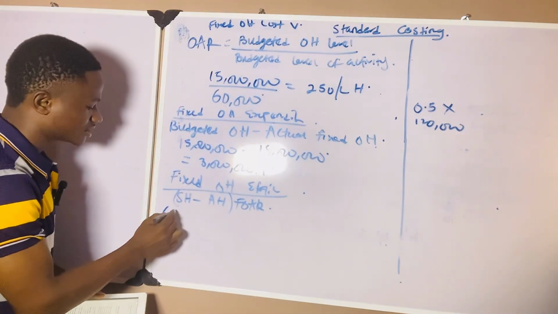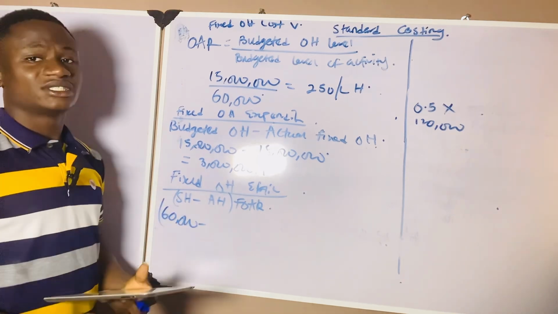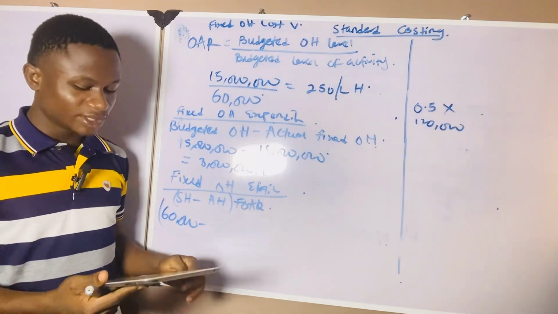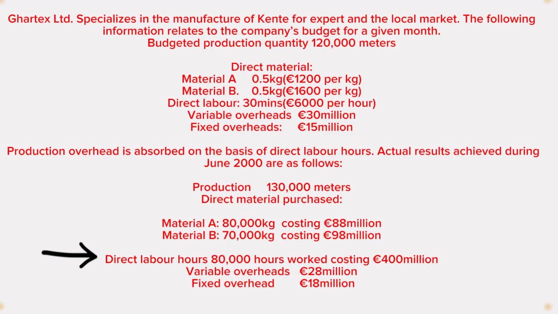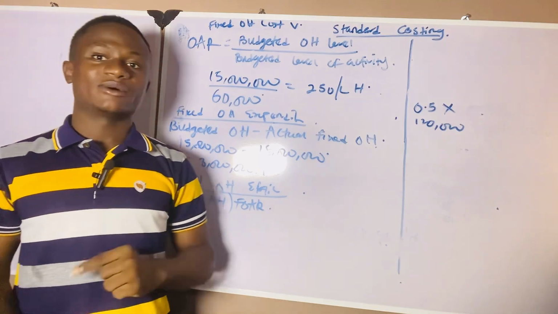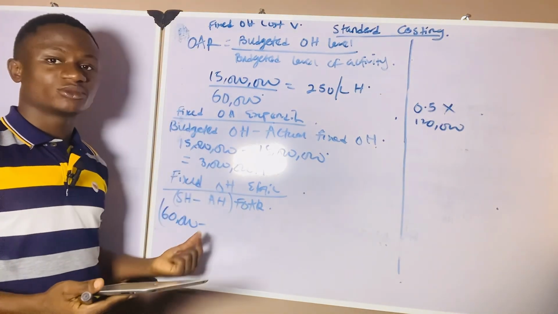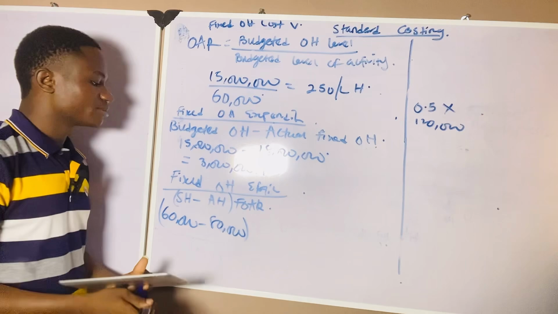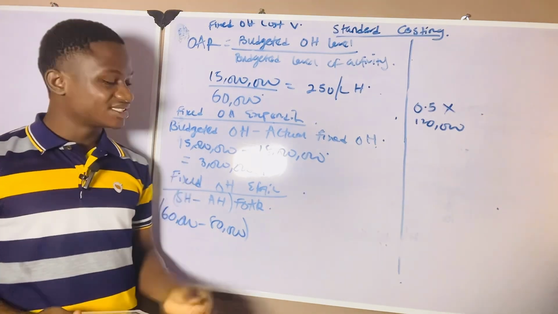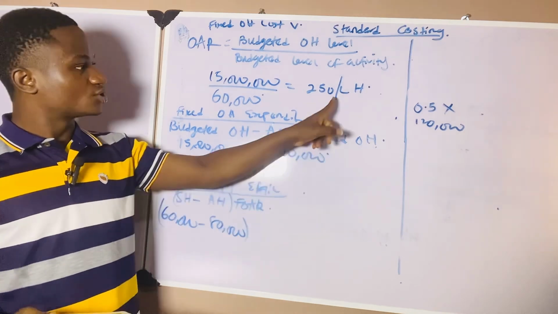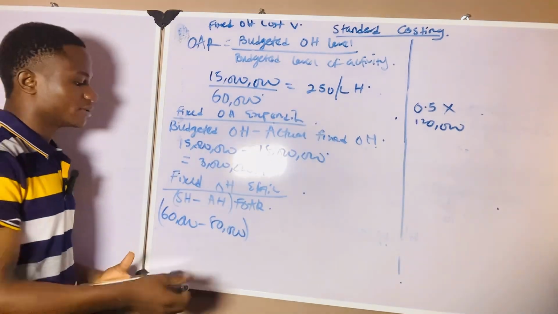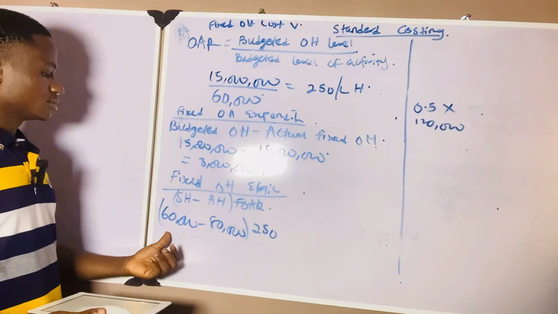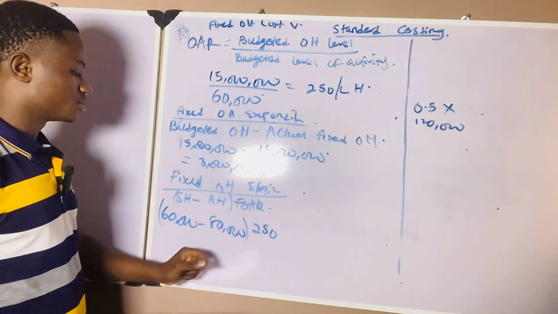So we come here, our standard hours is 60,000 minus. Then, if you go back to the question, what are the actual hours that we spent? Our actual hours in this question is 80,000 hours. So we intend to spend 60,000, but our actual is 80,000 hours. So 60,000 minus 80,000 hours multiplied by the fixed overhead absorption rate. So what is the fixed overhead absorption rate? It is 250 per direct labor hour, which we calculated here. So standard hours 60,000, actual 80,000, multiplied by the fixed overhead absorption rate.